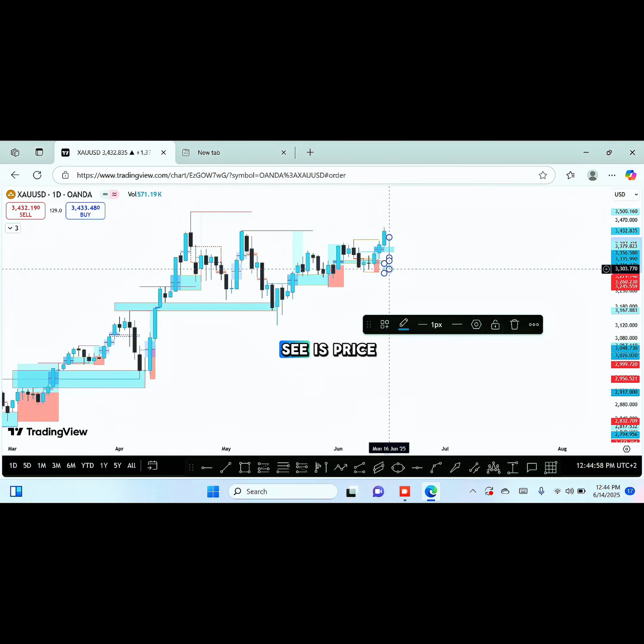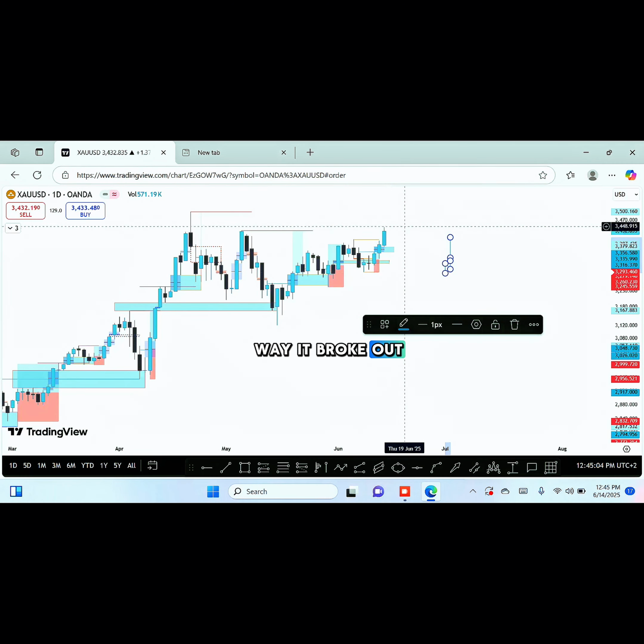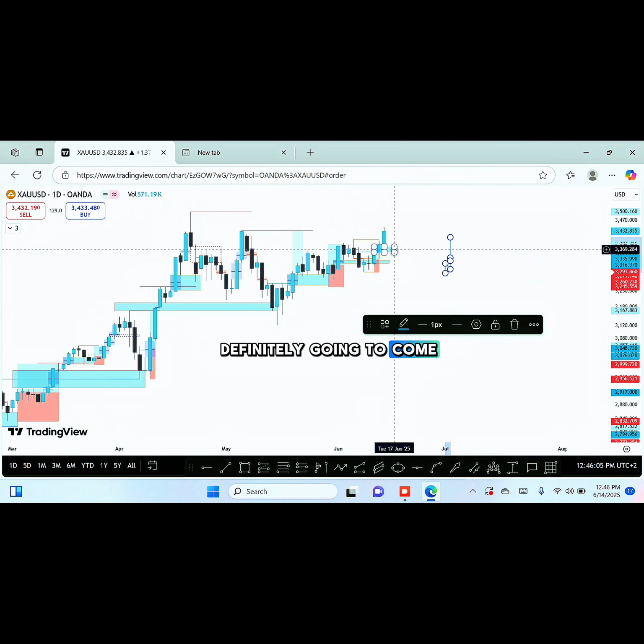What I'm expecting to see is price revisiting it, although the way it broke out, this seems more like a breakaway gap than a fair value gap, because you see how it broke strongly above this particular daily high. There wasn't any weak rejection, signifying that price is definitely going to come back into this daily fair value gap. But yeah, it's still our point of interest, and we are still bullish on gold.